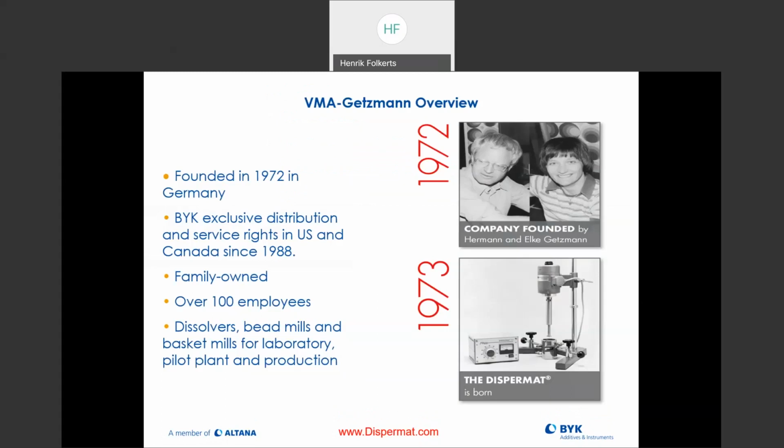So the company was founded actually in 1972 by this beautiful couple, the top right. The gentleman is Mr. Hermann Getzmann with his wife Elke. They founded the company in 72 in Germany, about 30 miles out. Believe it or not, I know customers in the U.S. that imported those units in the early 80s, and they are still running the original Dispermats from back then with the original.